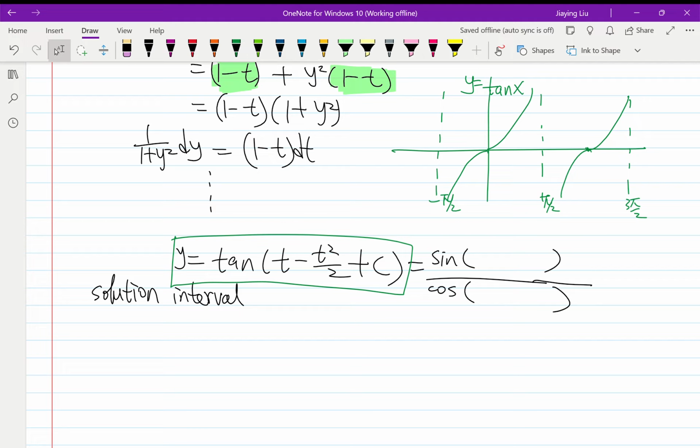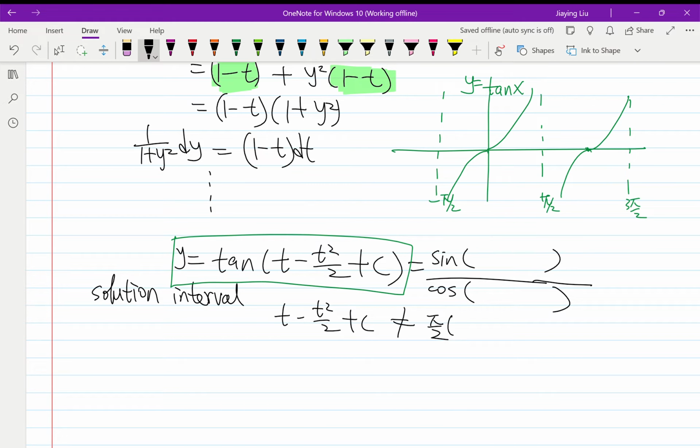If you recall from a geometry or maybe algebra 2 class, you probably saw this graph. This graph tells you that for the tangent x function, the x cannot equal pi over 2, 3 pi over 2, or negative pi over 2, or multiples of pi over 2. Which means that the part in the parentheses cannot equal all those values. So just based on the graph of tangent, we know that t minus t squared over 2 plus c cannot equal pi over 2, 3 pi over 2, and all those values.